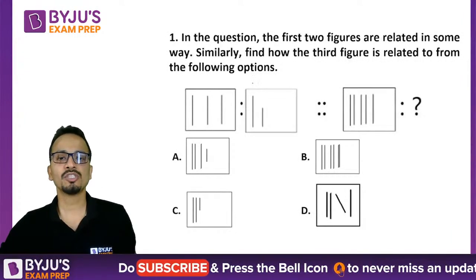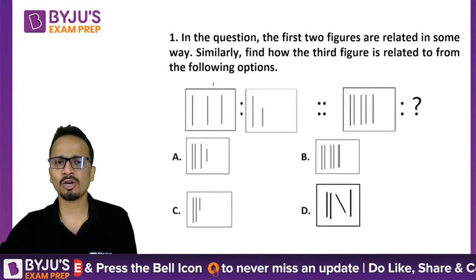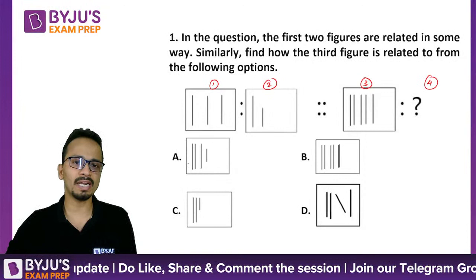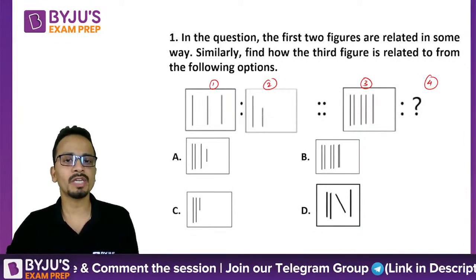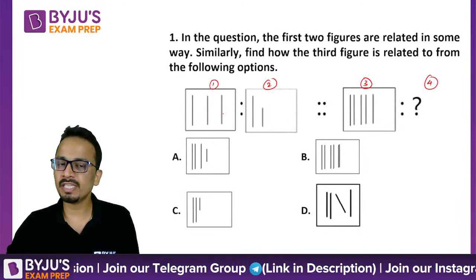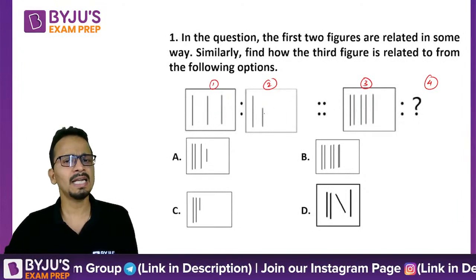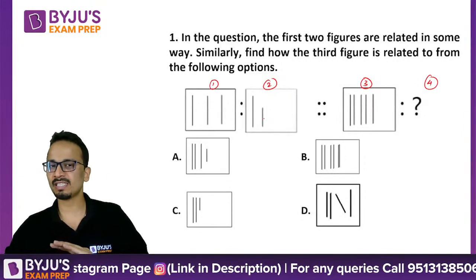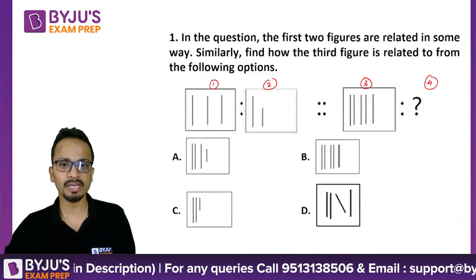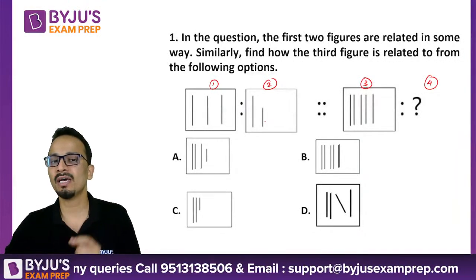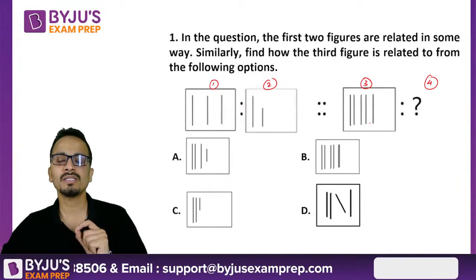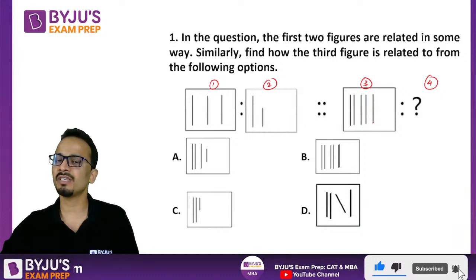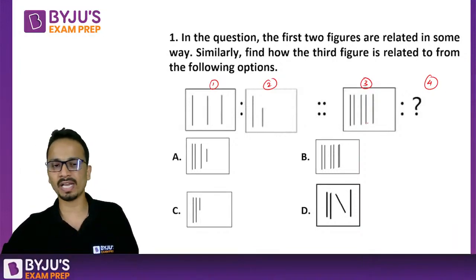Vijay, very good. So let's have a look at it, what is happening. So I'll call it figure number 1, figure number 2, figure number 3, and figure number 4 is what we have to identify. Okay, now from figure number 1 to figure number 2, there are a total of 3 complete lines. Okay, and in figure number 2, the lines have become 1.5. Okay, so the number of lines has been reduced by half. Okay, so earlier there were 3 lines and now there are 1.5 lines. So in the problem figure number 3, there are a total of 5 lines. So in the answer figure, there should be 5 divided by 2, that is 2.5 lines.